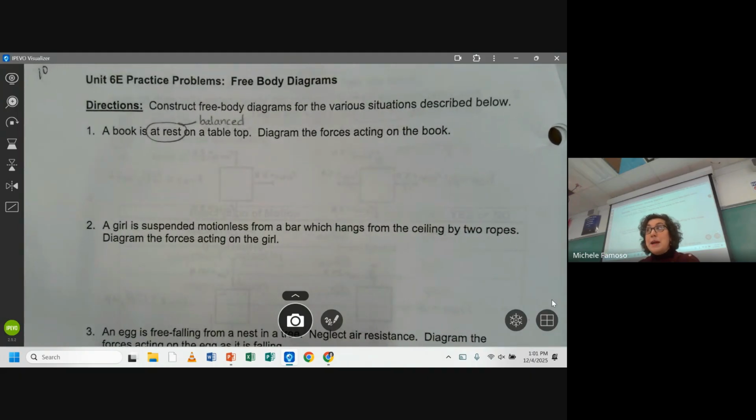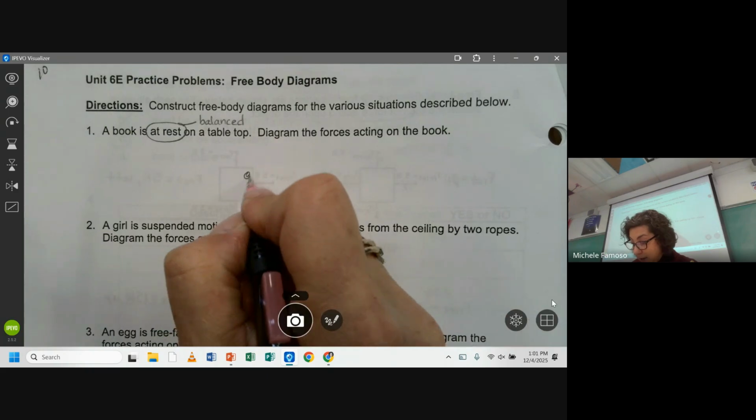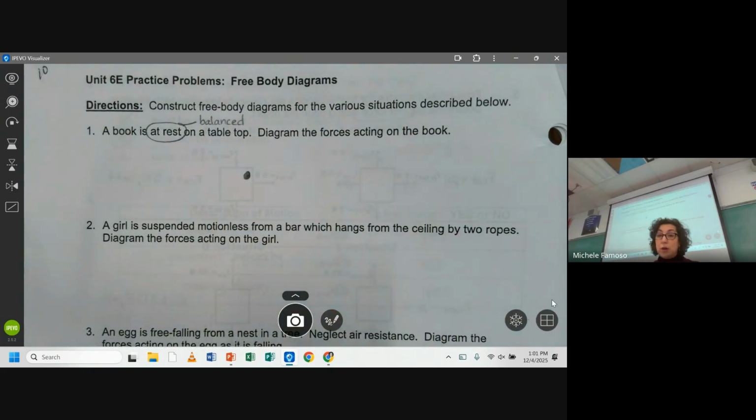So I'm going to make my dot. My dot is the book. That's the book right there. It's a dot. It's the book. Now, what forces are acting on the book? So if I think about like this remote is the book, that's the situation. There it is, just sitting there. There are 2 forces acting on it.